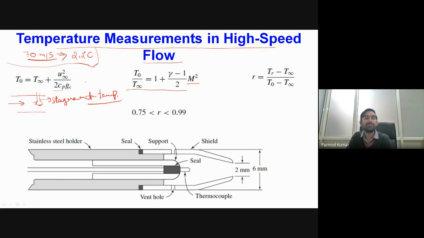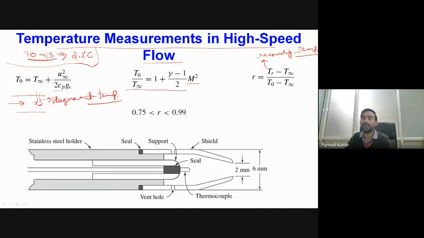But one more important point I would like to highlight: whenever we use the thermocouple for high speed flow, normally the thermocouple doesn't read a temperature exactly equal to the stagnant temperature. Rather, the thermocouple gives some value in between the stagnant temperature and the free stream temperature. That temperature is known as recovery temperature.